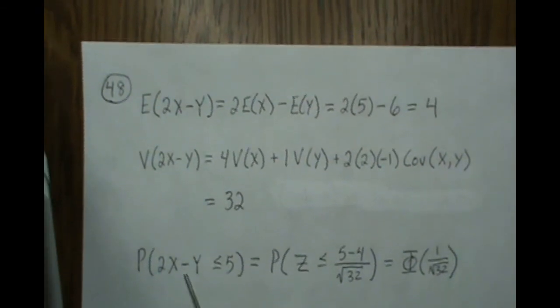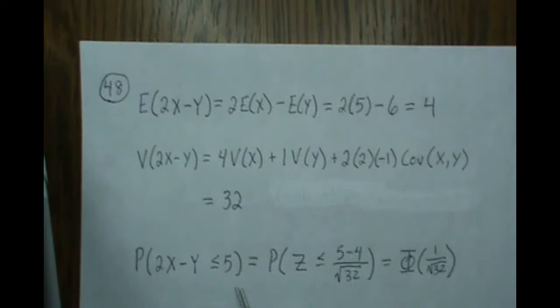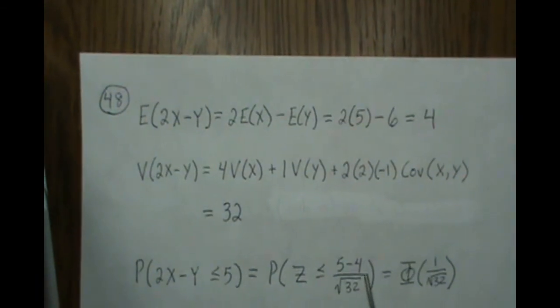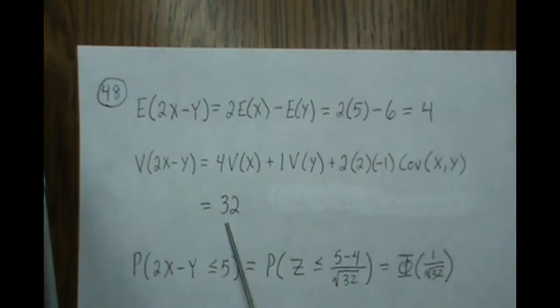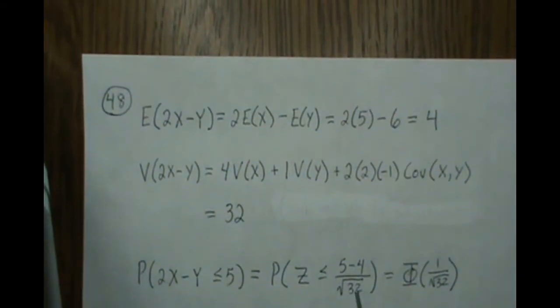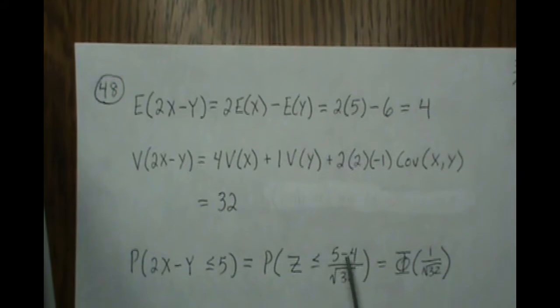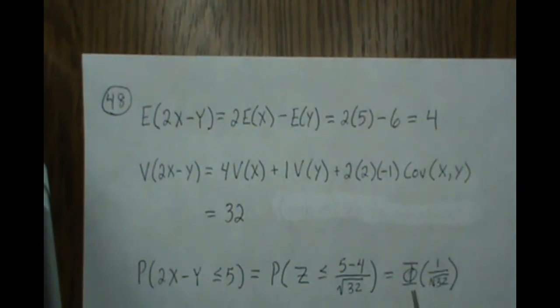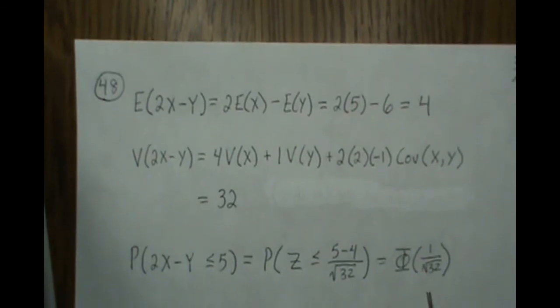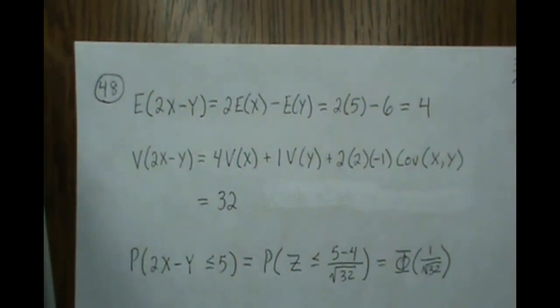So if this is a normal random variable, we subtract the mean from both sides, and that's what this is, and divide both sides by the standard deviation, which is what this is, then this number boils down to 1 over radical 32, which in terms of this operator is 1 over square root of 32.